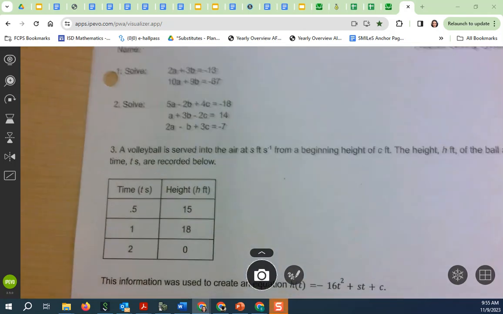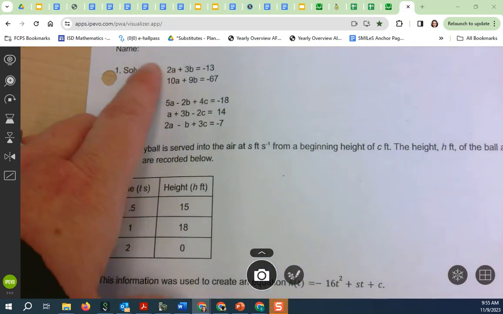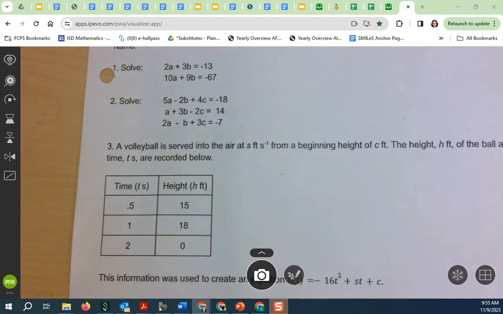The first problem is a system that you're used to seeing. You could solve it by hand. If you looked at the key on the back, I solved it with elimination, which is when you can multiply one of the equations and add them together. So that was my method.